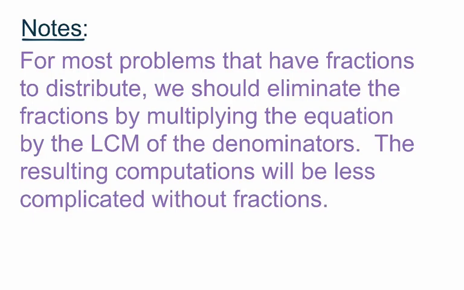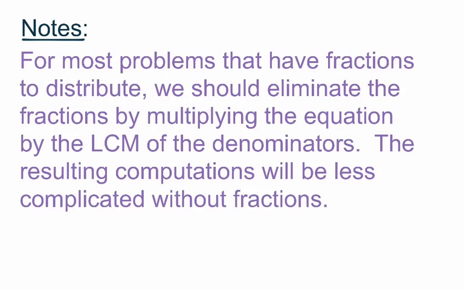We did that back in 7.2. The resulting computations will be less complicated without fractions. So the whole idea is to work to eliminate the fractions. Now using this method will work for every single problem that has a fraction that we're supposed to distribute. If there's a fraction out front, we can multiply by the least common multiple of the denominators to eliminate the fractions, and we'll be left with nice whole integers in order to solve our equation, and we won't have to deal with fractions or anything like that.